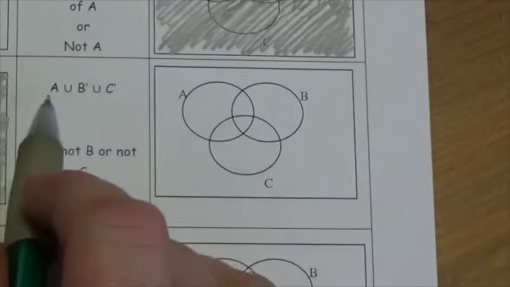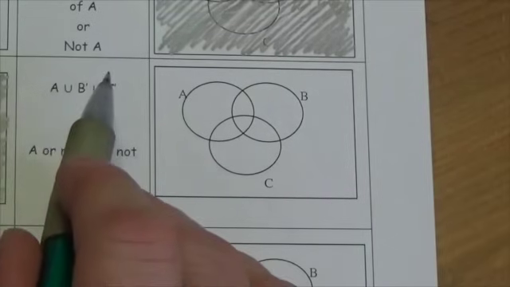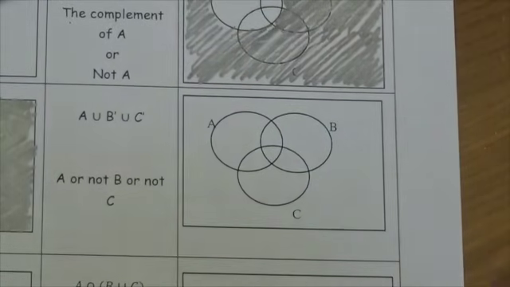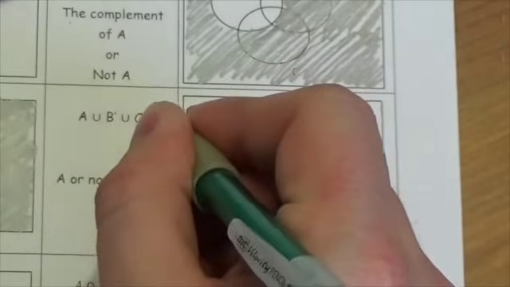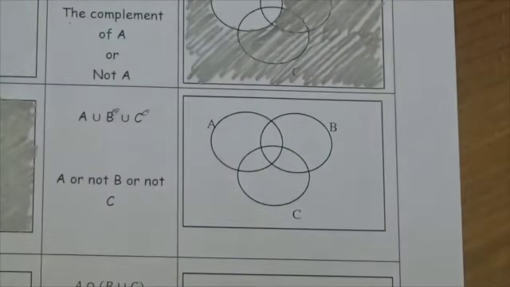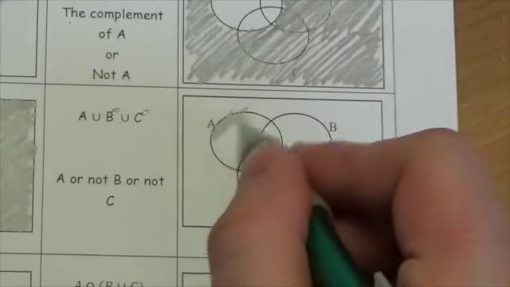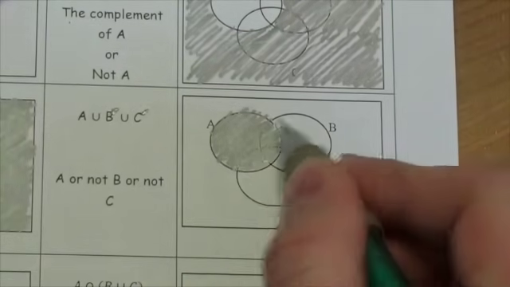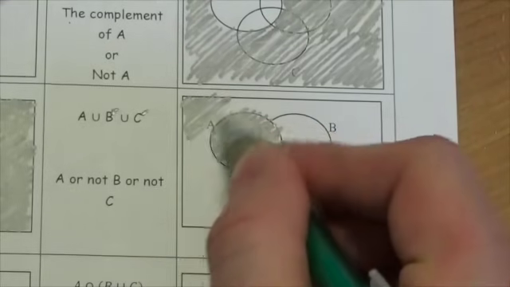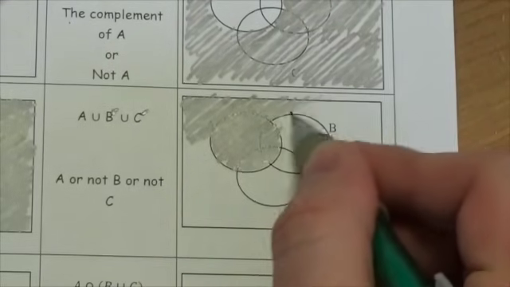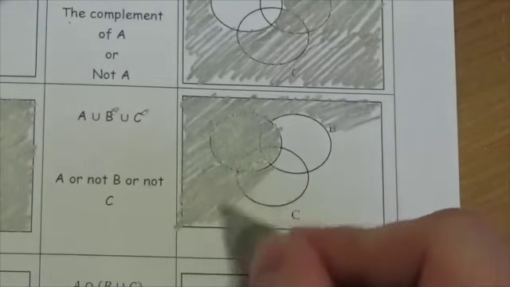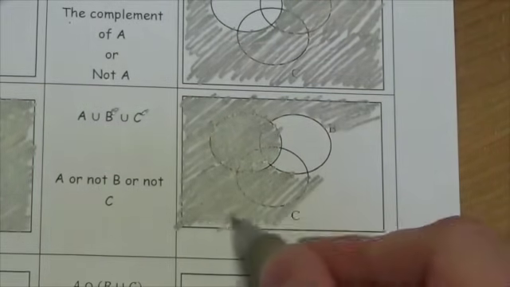Now, over here, A union not B union not C. Okay, A union not B union not C. I know you probably can't see those, but there are little apostrophes there. All right, here we go. So A, we're going to shade A first, because with union, you just shade those sets. Now I'm going to shade not B. Not B is going to cover a lot. So I'm going to shade everything now outside that circle for this one.